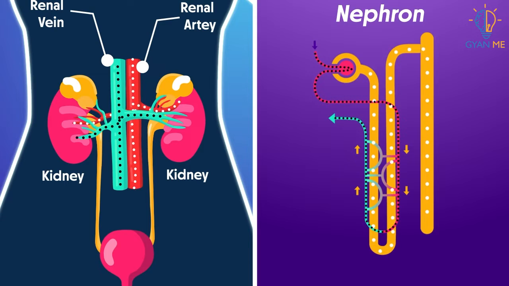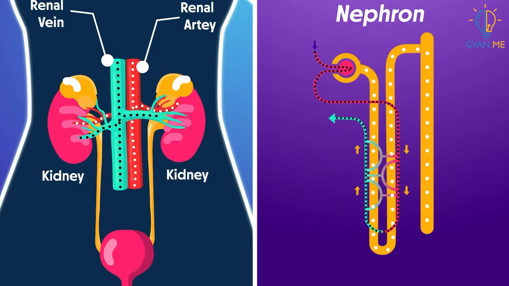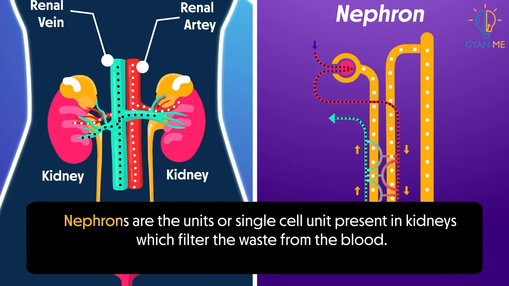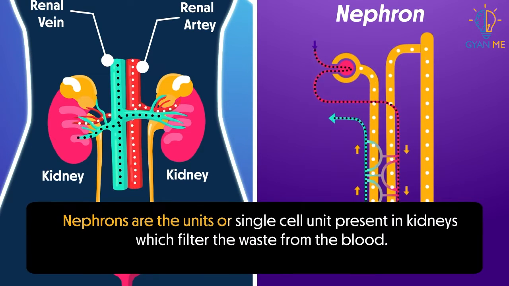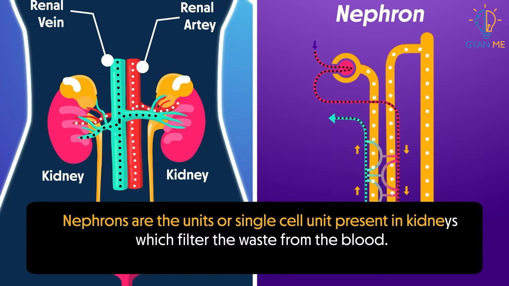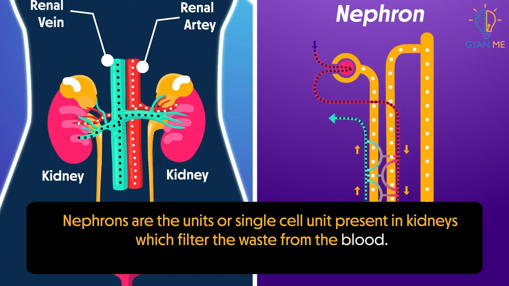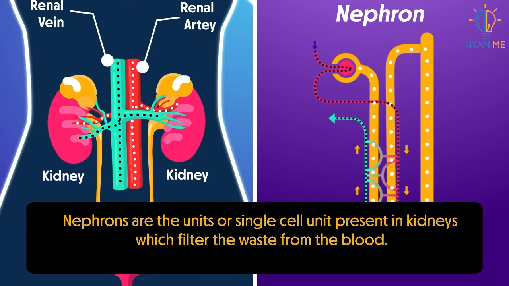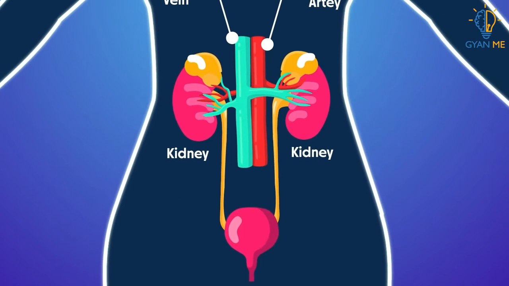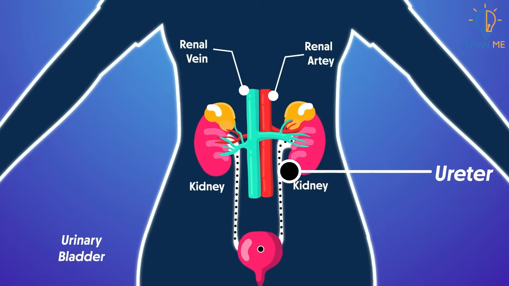Students, we will understand the structure of the nephron in our coming videos. But for now, remember that nephrons are the units present in kidneys which filter the waste from the blood. They filter blood and collect waste material in the form of urine. Now, two ureters then carry urine from the kidneys to the sac-like structure called the urinary bladder.